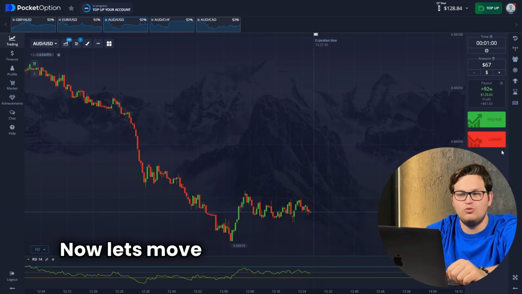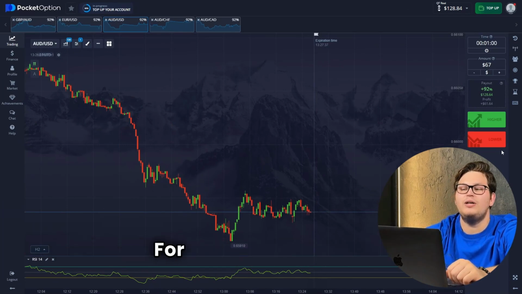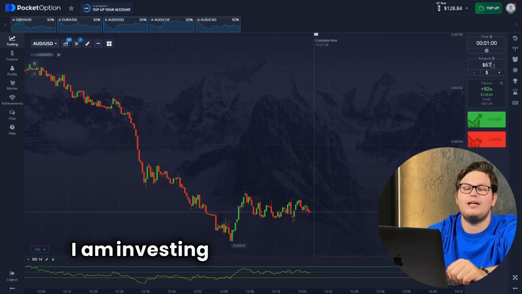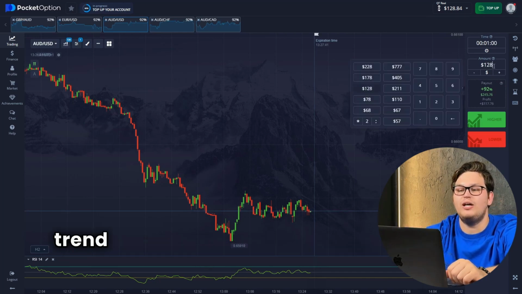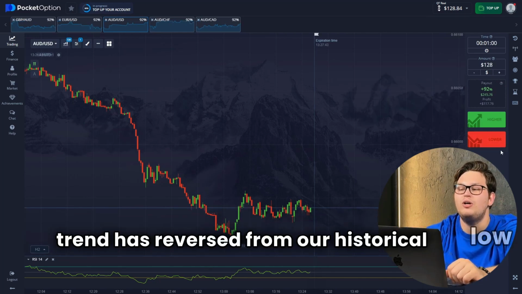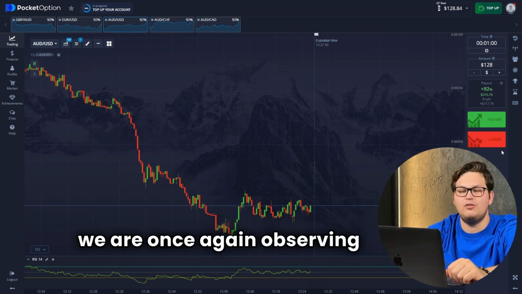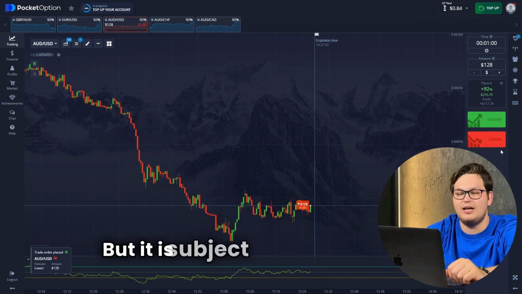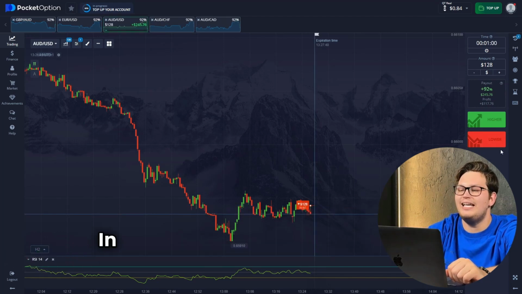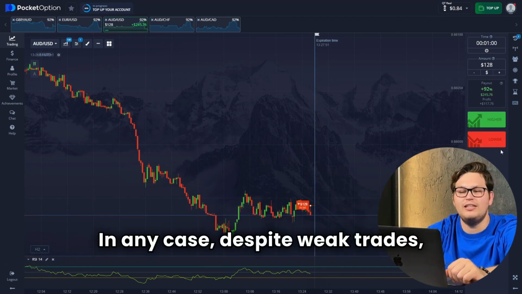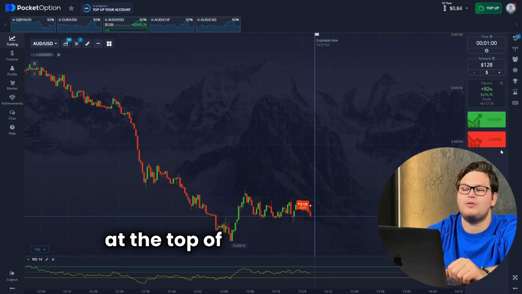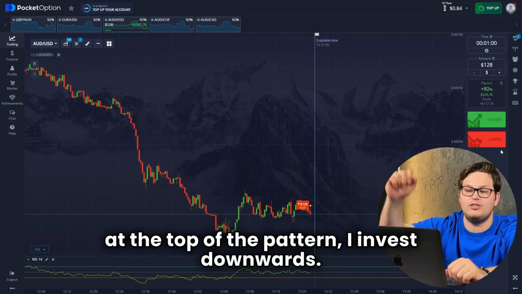Now, let's move on to the next investment. For this currency pair, I am investing in a decline because the trend has reversed from our historical low, and we are once again observing channel movement, but it is subject to consolidation. In any case, despite weak trades, considering the entry point at the top of the pattern, I invest downwards.